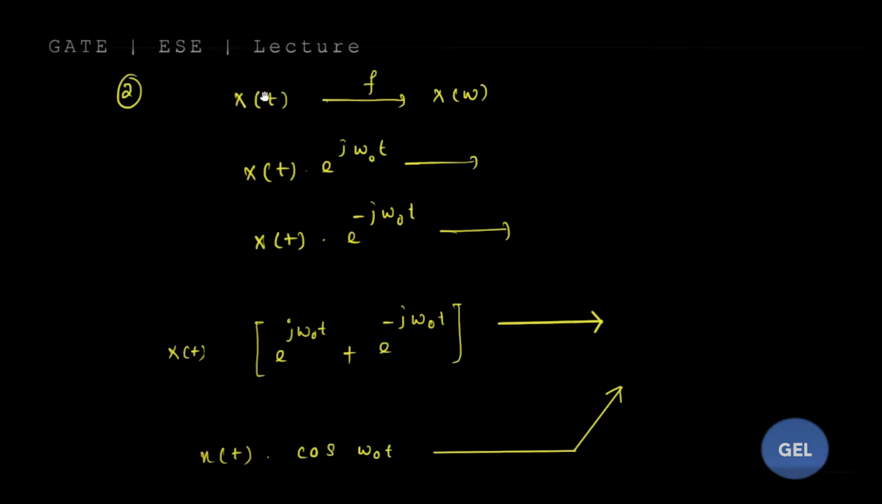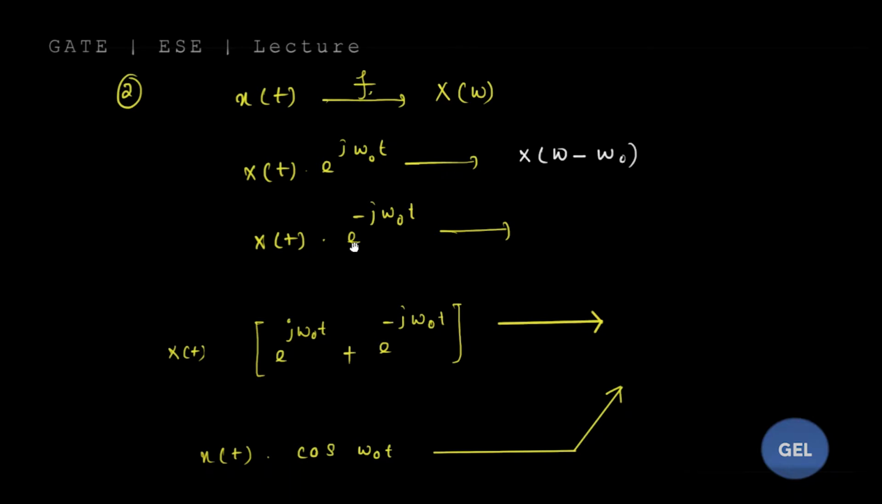If you have x of t, the Fourier transform of x of t is nothing but X of omega. Now x of t into e to the power j omega naught t, this is what we have discussed here. This will give you frequency domain shifting, X of omega minus omega naught.